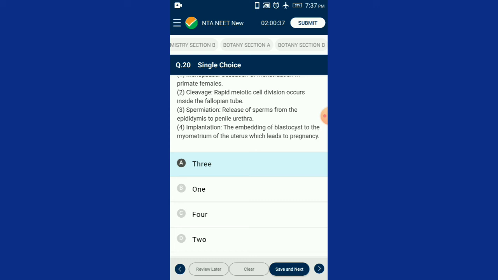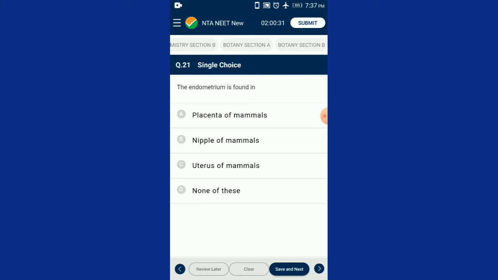Question number 21. The endometrium is found in uterus of mammals. Word endometrium is composed of endo and metra, which in Greek language means within and uterus respectively.